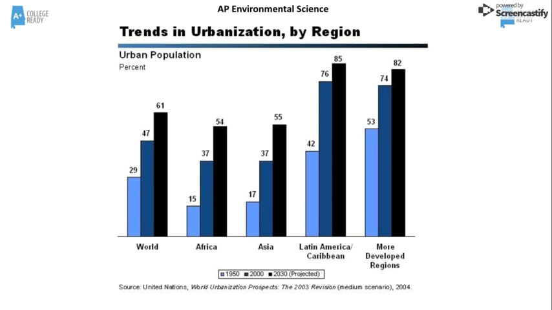This graph shows trends in urbanization in various regions. The light blue bar represents percent urbanization in 1950. The medium blue bar represents percent urbanization in 2000. The black bar represents projected percent urbanization in 2030. For all regions, percent urbanization has increased significantly since 1950.